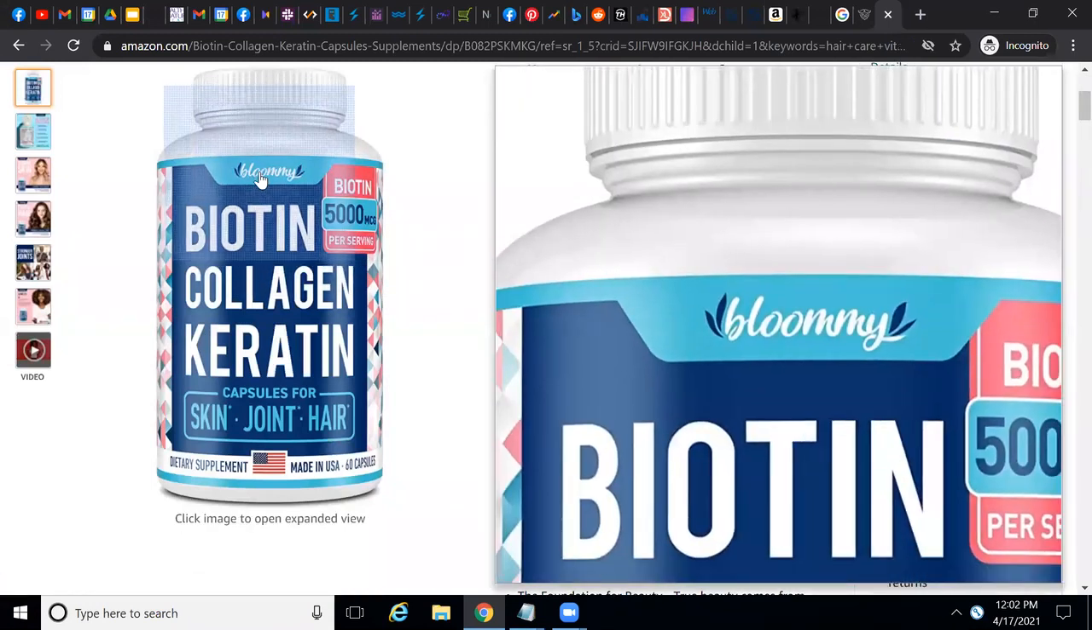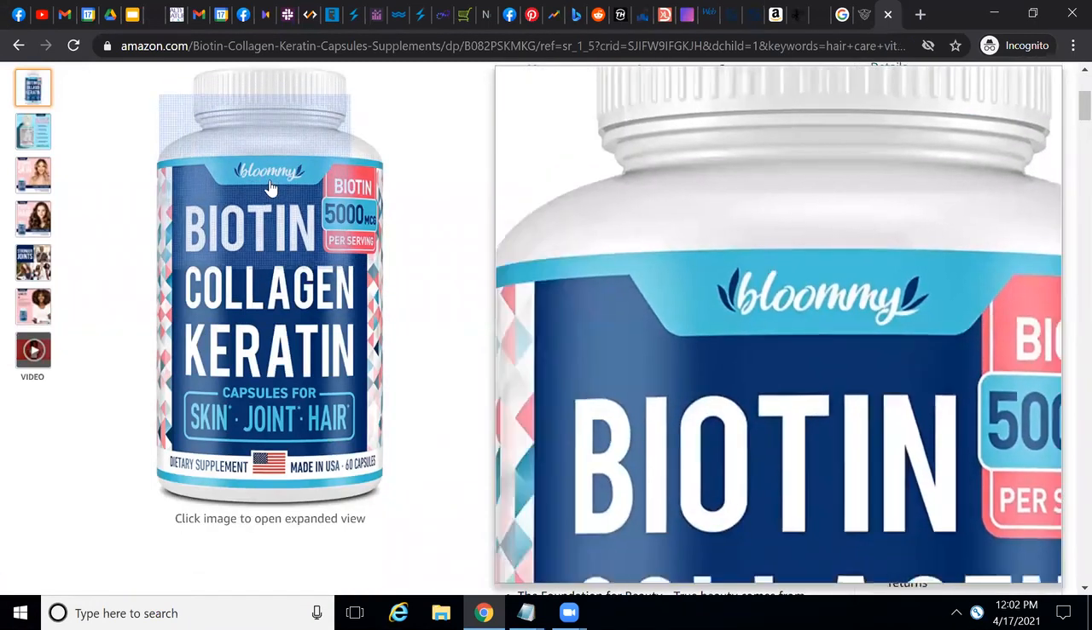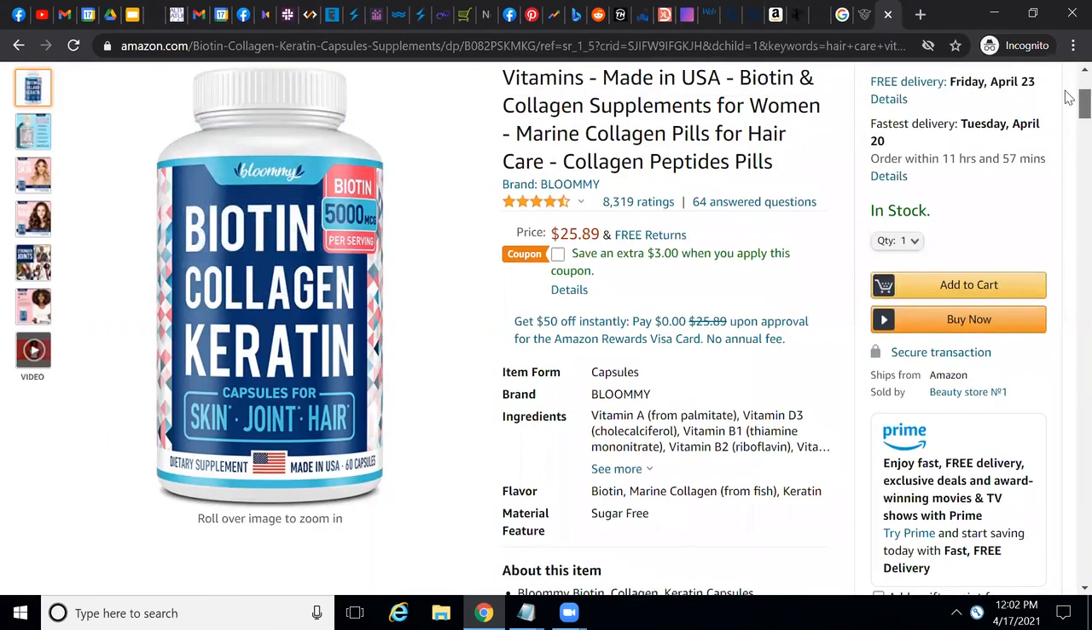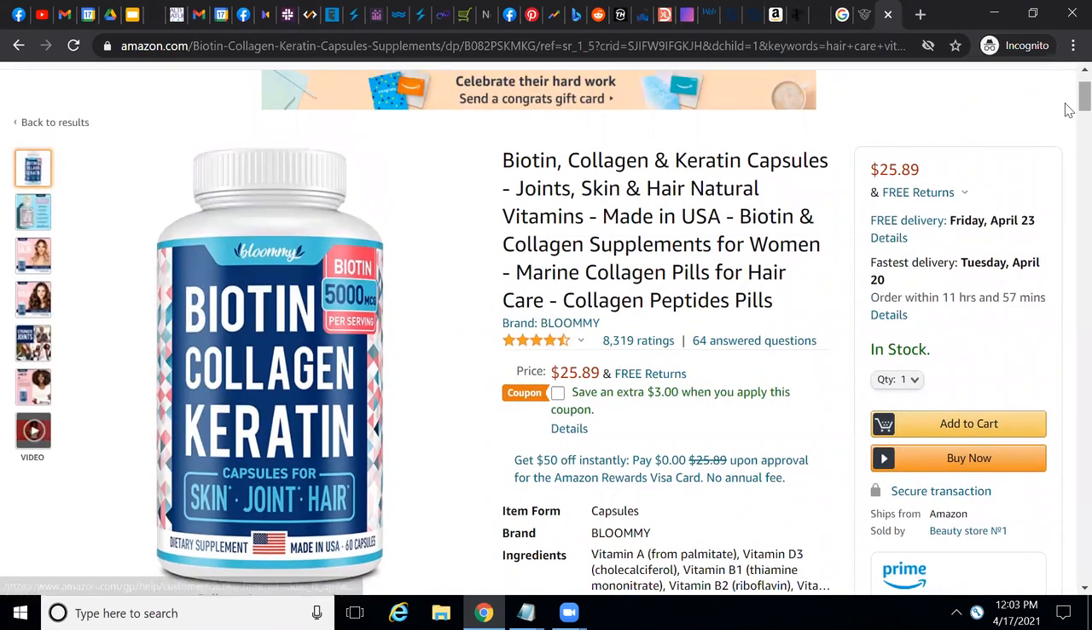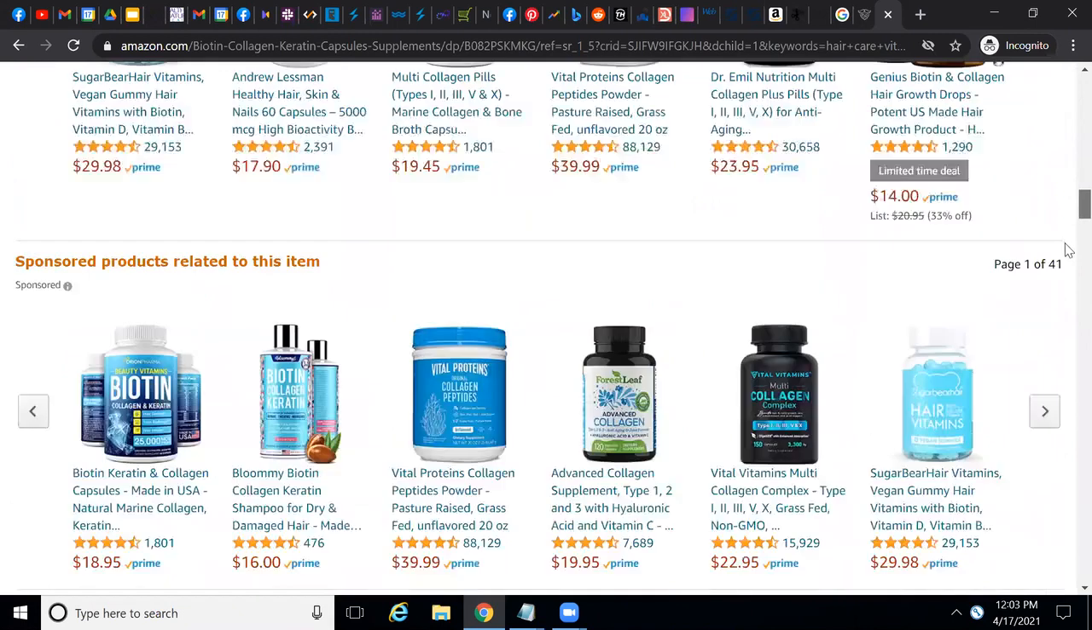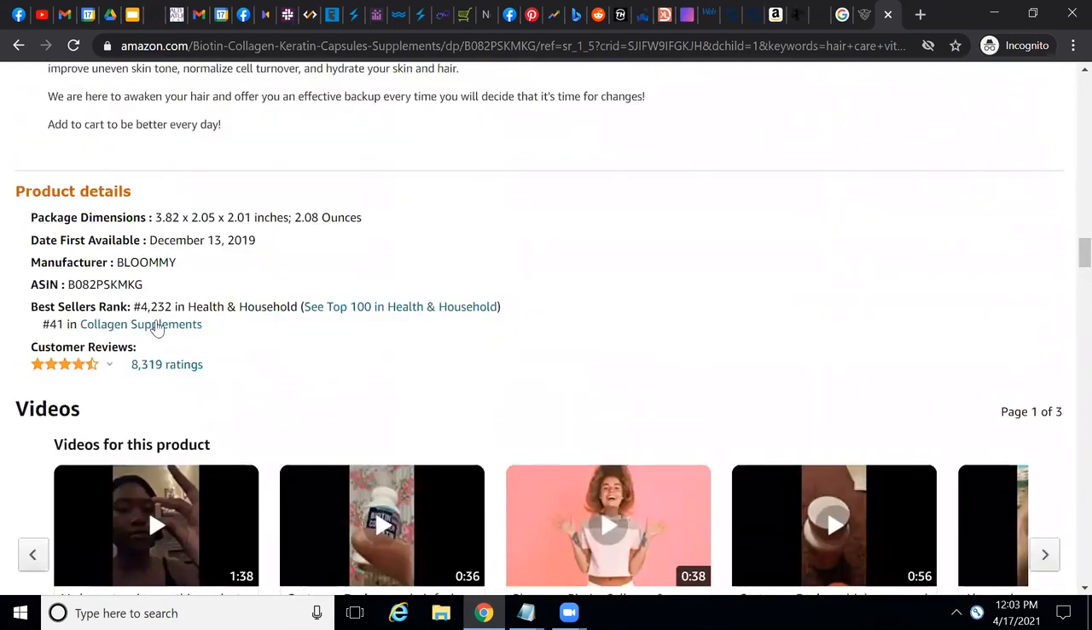I love their logo. Look at that. That's an interesting brand. Look at their brand, Lumi. Okay, I'm going to scroll down. The sales rank on this in health and household is 4,200. It is ranked number 41 in collagen supplements.